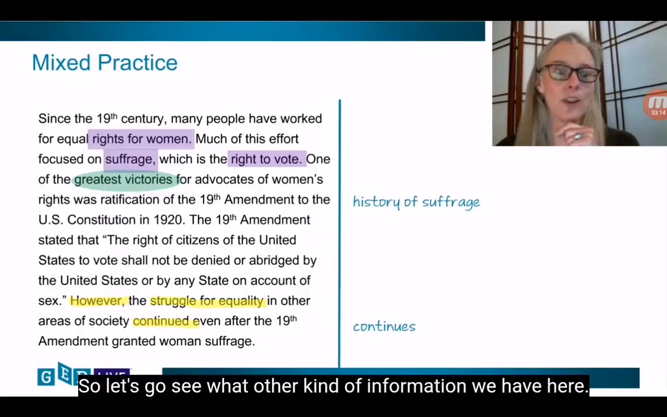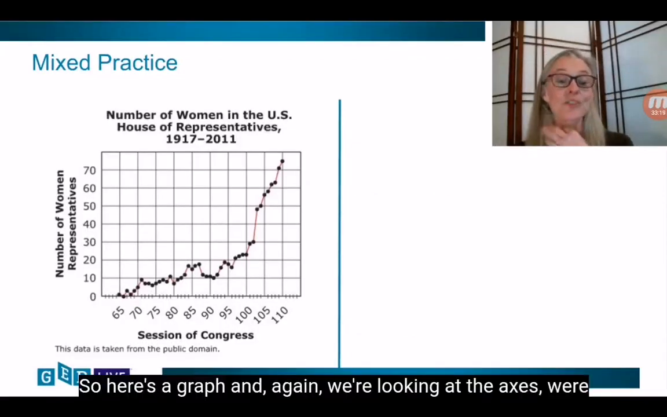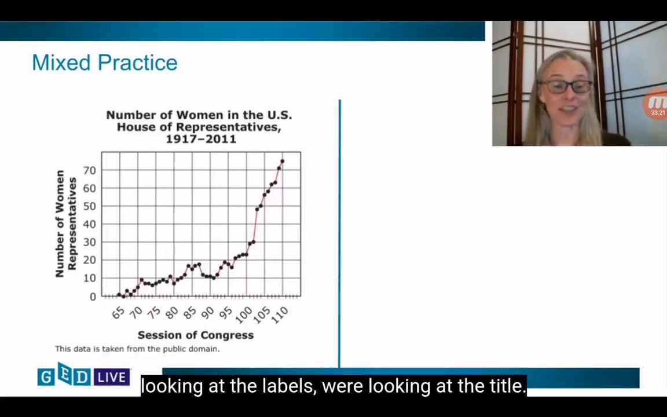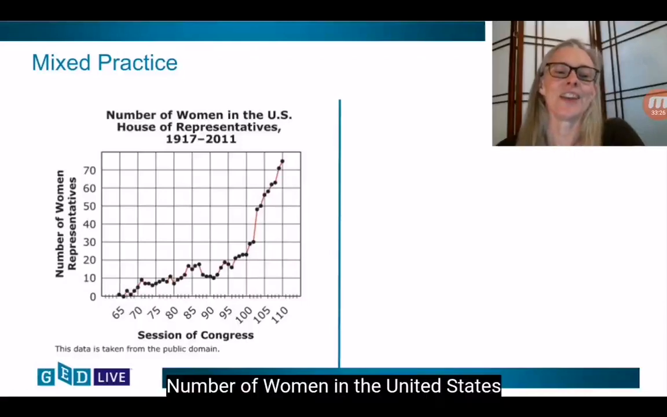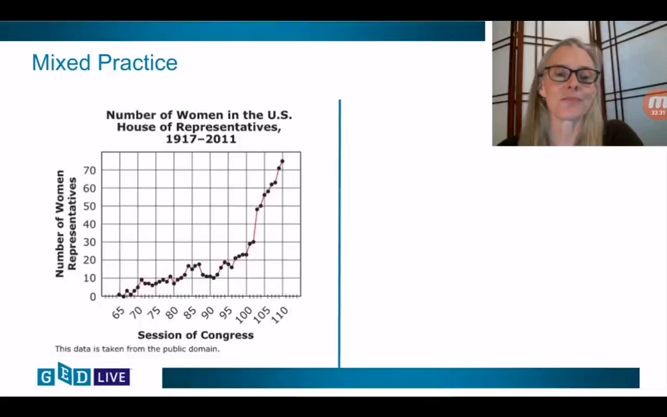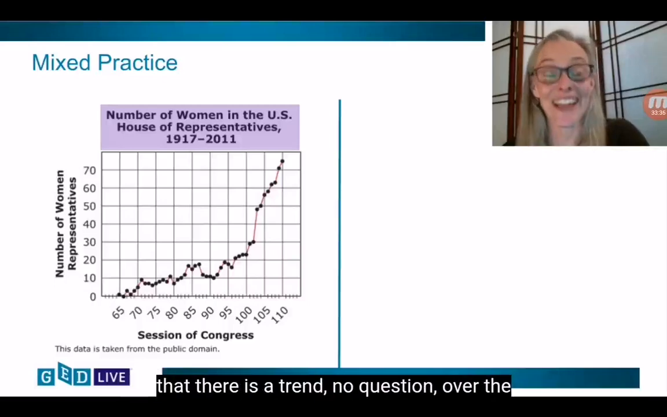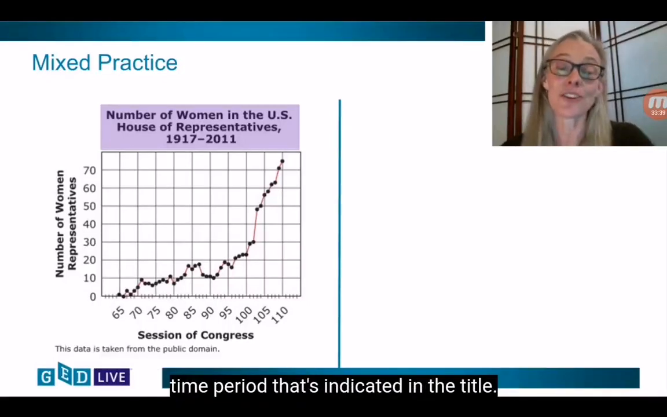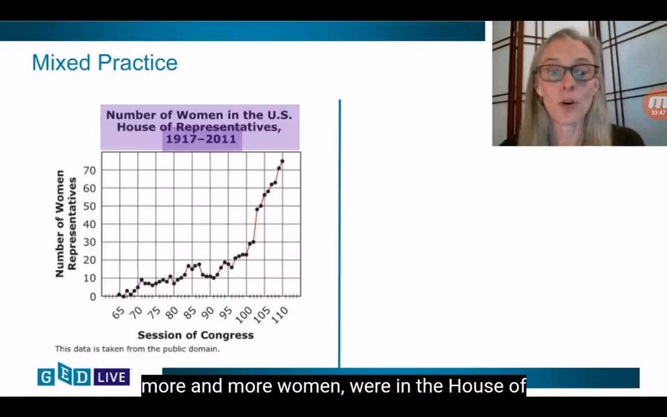So let's go see what other kind of information we have here. So here's a graph, and again, we're looking at the axes, the labels, and the title. Number of women in the United States House of Representatives. And clearly we can see when we look at this graph that there is a trend. No question that over the time period indicated in the title, 1917 to 2011, more and more women were in the House of Representatives.